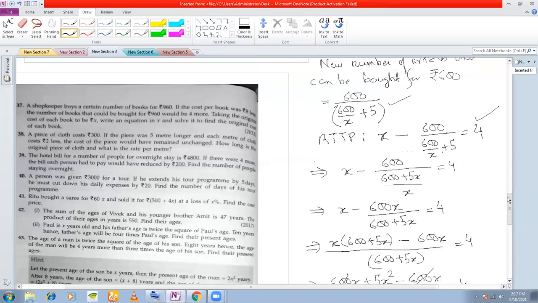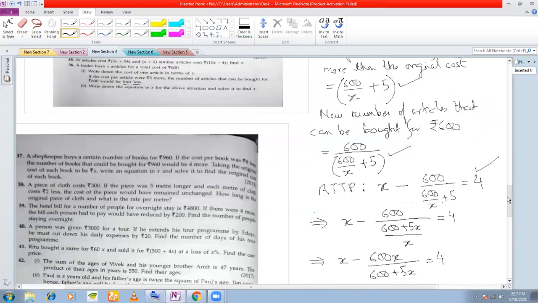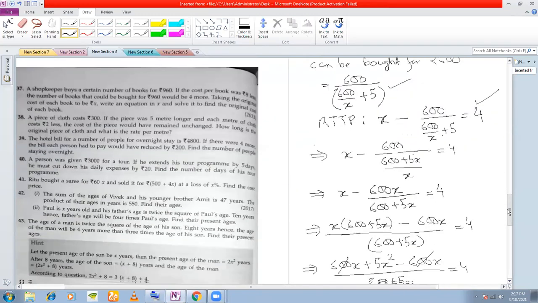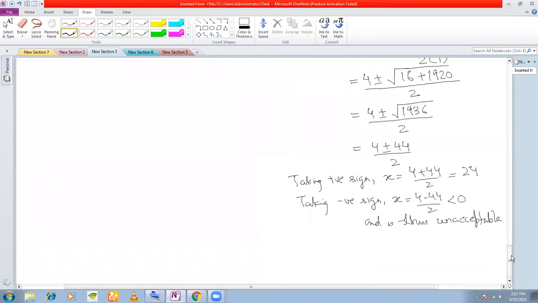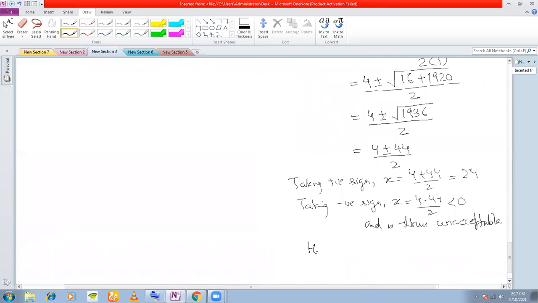Okay, and the second part of the question was to write down an equation in X for the above situation and solve it. And we have solved it to get 24. So what is the original number of articles here? Hence, the original number of articles that can be bought is equal to 24. And that should be your answer.